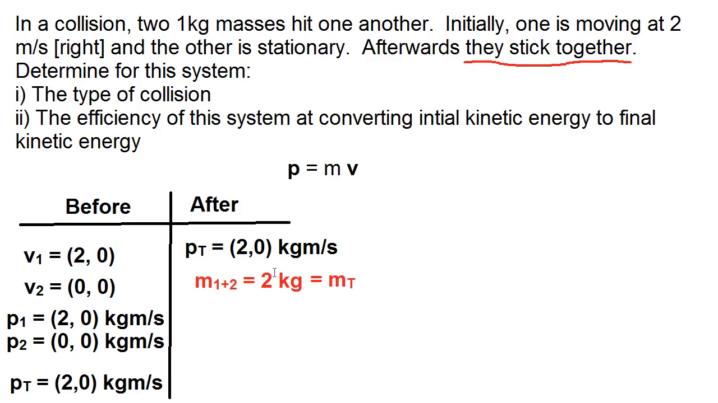Given that this is the only thing that's present in our after system, because we're going to look at it as one object, my total momentum must equal the mass of the only object I have multiplied by its velocity. Again, if they're stuck together, you can treat them as if they're one thing. Now, with this being said, I can solve for this new total velocity. So all we need to do here is take the total momentum and divide it by our 2 kilogram mass.